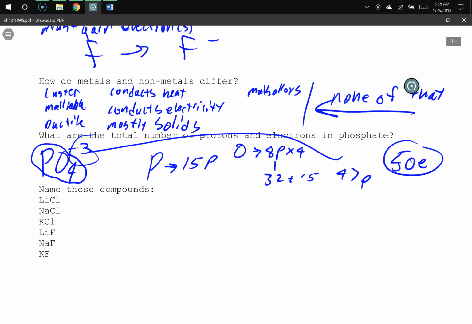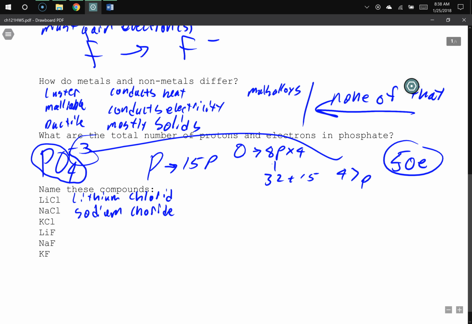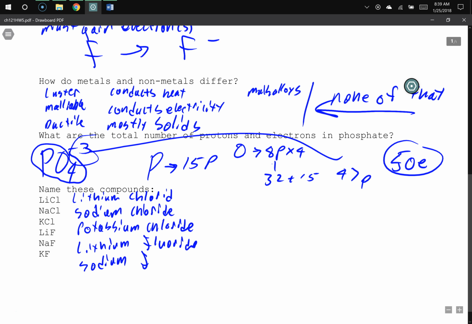We're going to talk about the naming stuff today, but the ones I gave you were pretty simple. So what's this first one? Lithium chloride. And the next one? Chloride. And the next one? The next one? Sodium. Potassium.